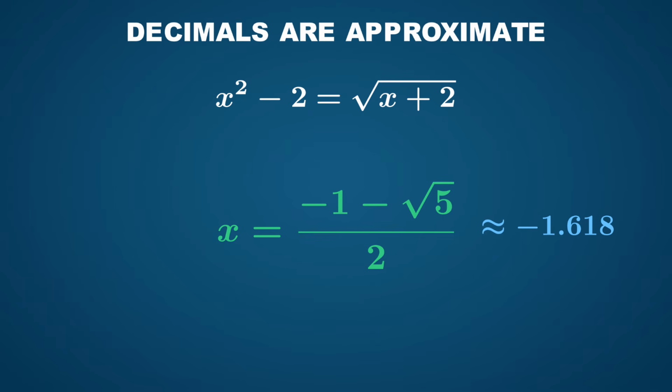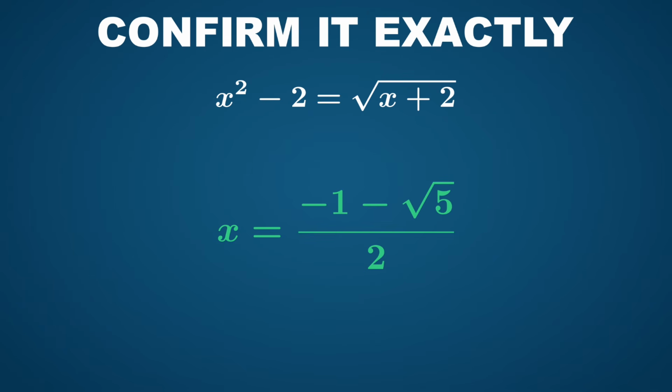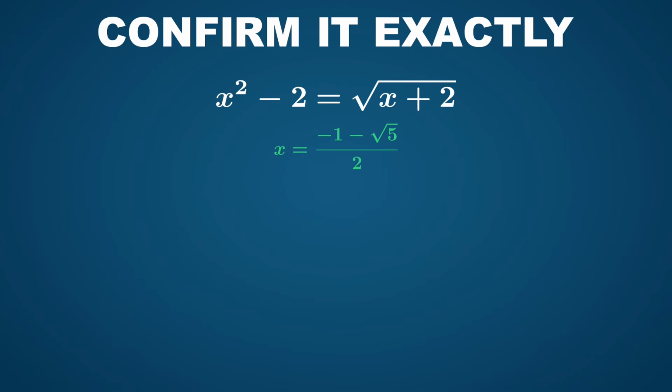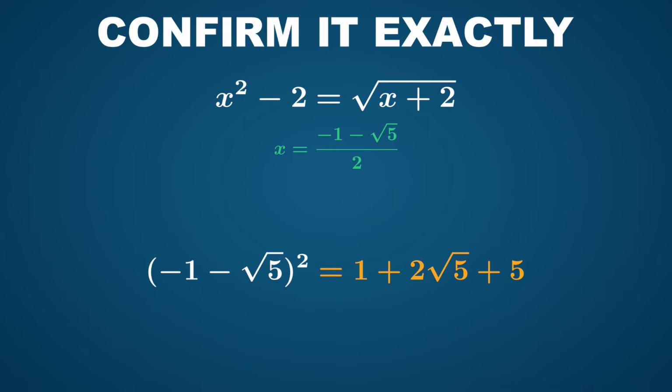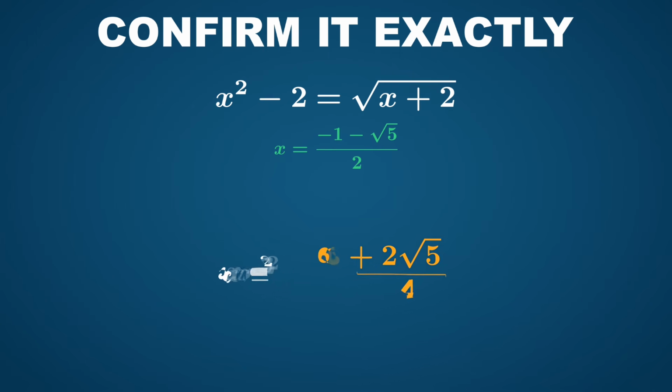Decimals are only approximations, so we confirm this root exactly. The exact value is minus 1 minus root 5 all over 2. Squaring the top gives 1 plus 2 root 5 plus 5. That is 6 plus 2 root 5 sitting over a 4 below. Dividing through, x squared equals 3 plus root 5 over 2.